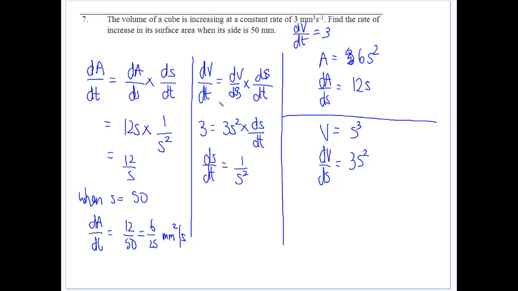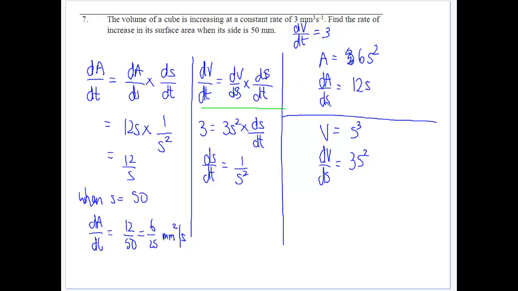What we can then manipulate, we know that dv dt is dv ds on ds dt, and the dv ds from the volume is 3 times the side squared. So we can manipulate this version of the chain rule to give us an expression for ds dt in terms of s, because we can get dv dt is 3, which we know, dv ds is 3s squared, so ds dt would be 1 on s squared. So there's our expression for ds dt.